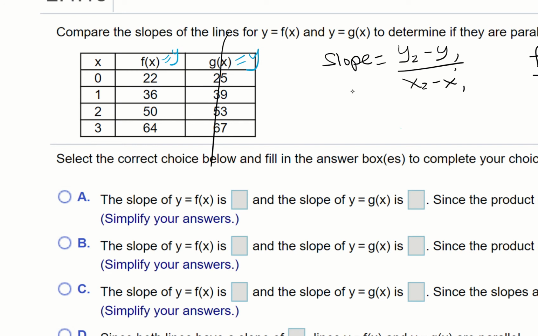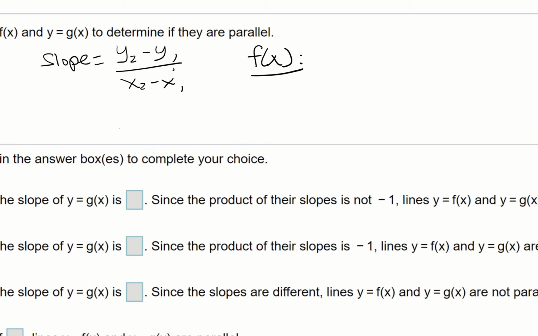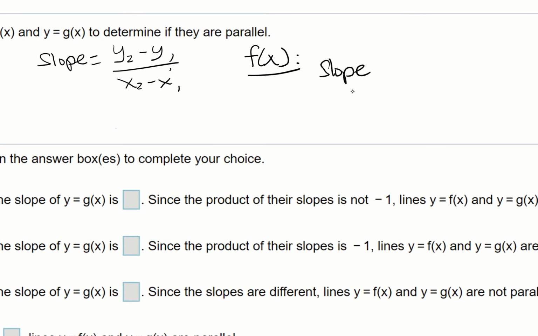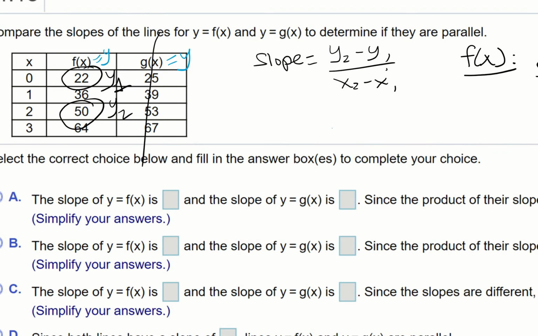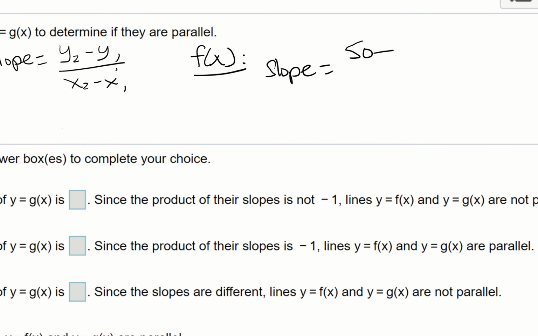So now these are my y values. So you're going to pick any two y values from this column, okay? So let's say that we picked 22 and 50. Well, in this case, 50 would be my y2, 22 would be my y1. Okay, so let's go ahead and say, well, the slope has to be equal to y2 minus y1. So it's 50 minus 22, right? 50 minus 22.